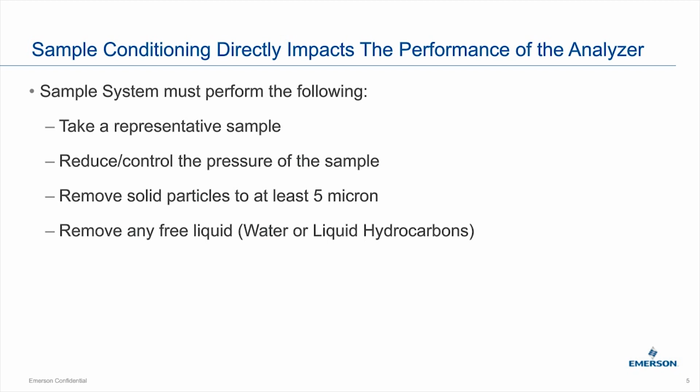Another issue with liquids is that the GC, in most cases, will vaporize that liquid. But what can happen is maybe a liquid was 0.1% in your sample, but when it gets to the GC, when it vaporizes, it's going to go to like 600%. So obviously that will change the concentration in your sample. It would no longer be representative of what was flowing in your pipe. So it's very important that we remove the free liquids.